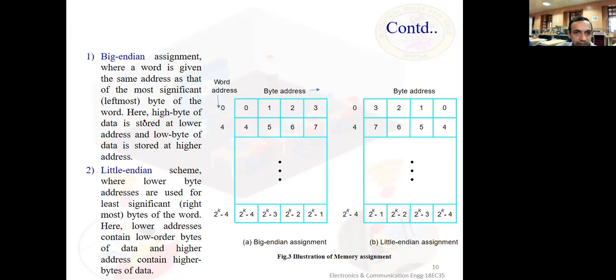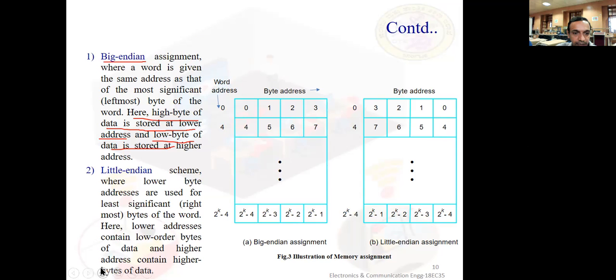To understand this, I'll just highlight this line. You can see I'm highlighting this. So what is the big endian assignment? The higher byte of data is stored at the lower address and the lower byte of data is stored at the higher address. What is big endian? The high byte of data is stored at the lower address in the memory and the low byte of data is stored at the higher address.